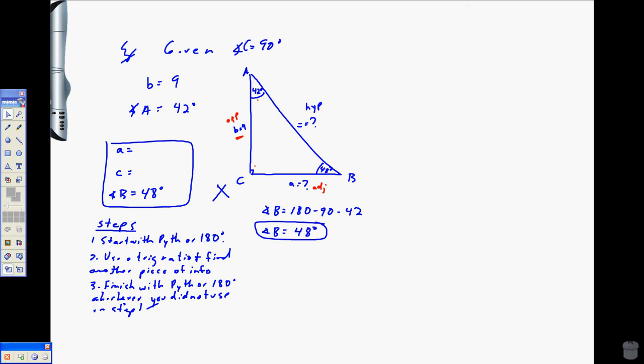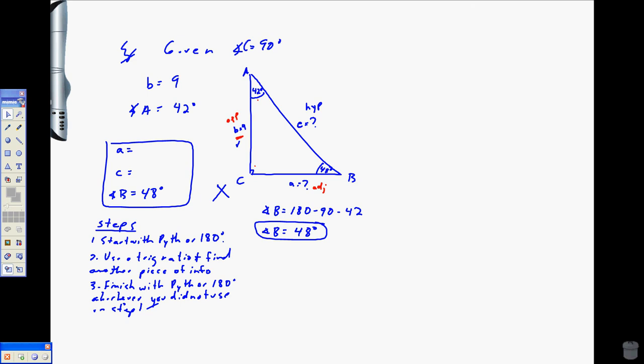So here we go, one more time. What side should I pick? Well, it doesn't matter. Okay? If you just want to find A, go ahead, find A. If you want to find C, go ahead, find C. But you have to use side B because you know it. So no matter what you do out of those three trig ratios, you have to use one of the three that has the opposite side in it. So in this case, I'm going to find side, let's see, A or C.